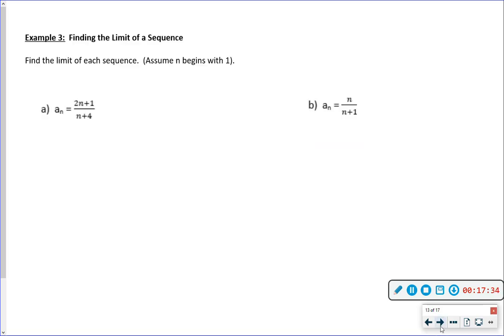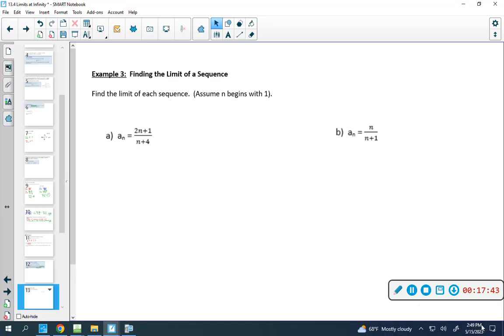Okay. Find the limit of each sequence. Assume it begins with 1. Now, you've got some choices here, my friends. I'm going to show you one thing on your calculator. So we could look at the table, of course.